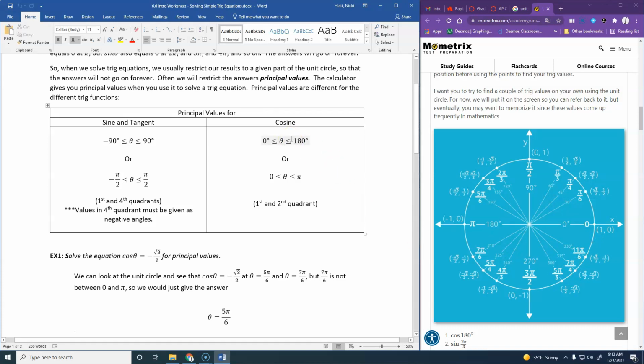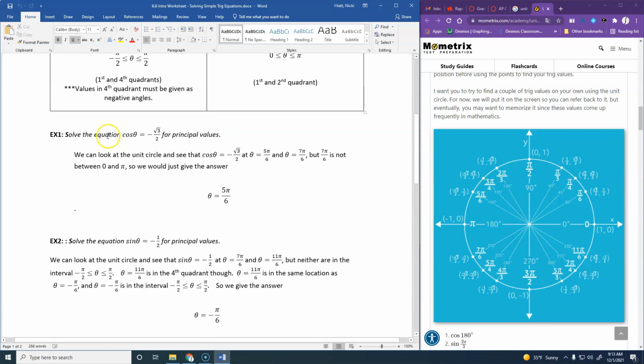For cosine, you're going to look from 0 to 180 degrees or 0 to pi, which is the first and second quadrants. So if the question asks you to give principal values, you will never give an answer from the third quadrant. And depending on whether you're looking at sine or cosine, you'll look at either first and fourth or first and second. So here are some examples that we're going to see.